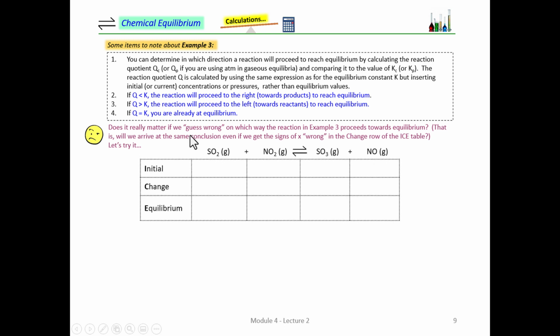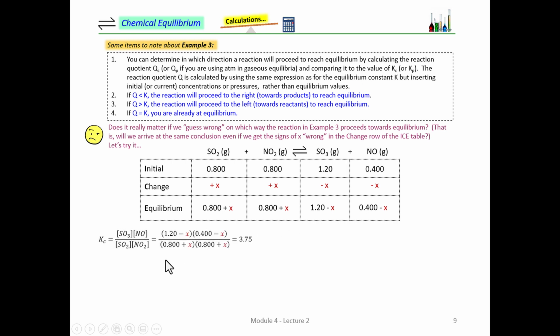So let's set up our ICE table with our initial concentrations given. And what we're going to do is intentionally put in the wrong signs for the change row. We know the reaction's going to proceed to the right to reach equilibrium, but let's ignore that and just say plus x on the left and minus x on the right. And I'm going to go ahead and solve. If we do that and put our equilibrium concentrations in the equilibrium row and the equilibrium constant expression and set it equal to the given Kc, rearrange, apply the quadratic formula and solve, we get two values of x.